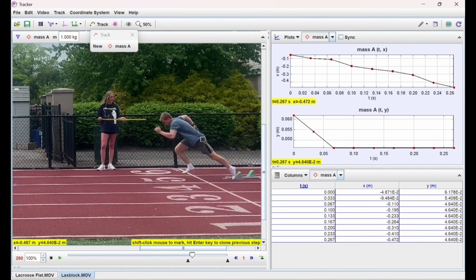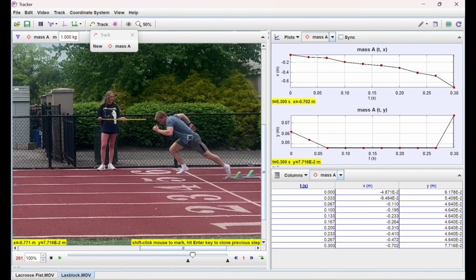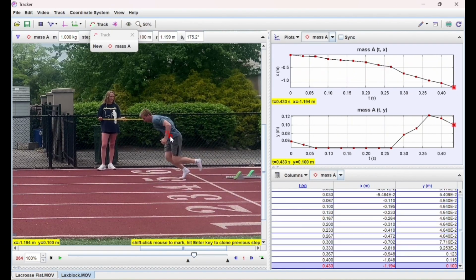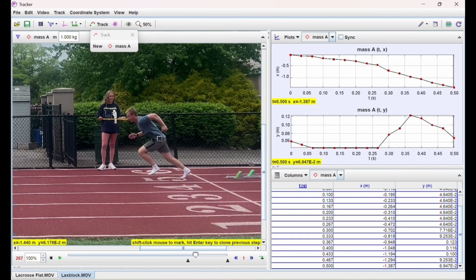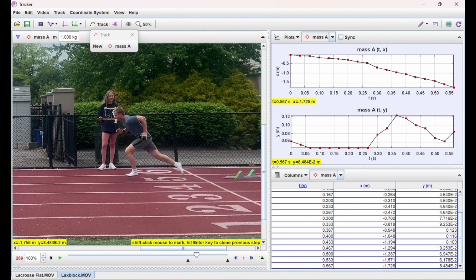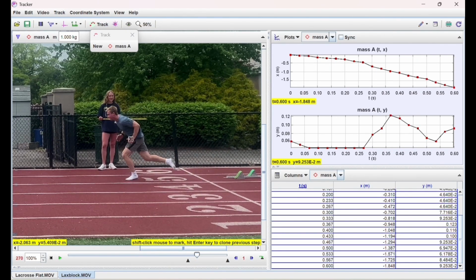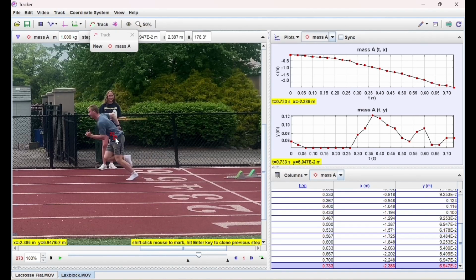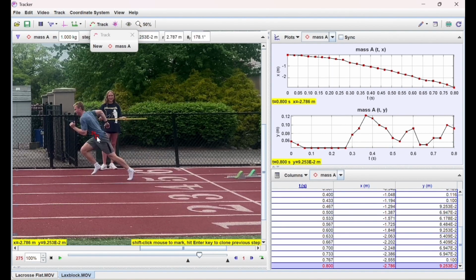You can just see me continuing to press on the same part of his hip that I set the coordinate to. This is just going to pick up his translational acceleration, so just like his forward acceleration. Nothing angular here. That'll be something we talk about a little bit later. But I'm just going to continue to do this until he gets to the end.